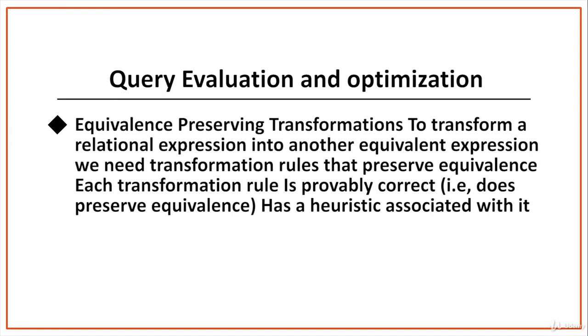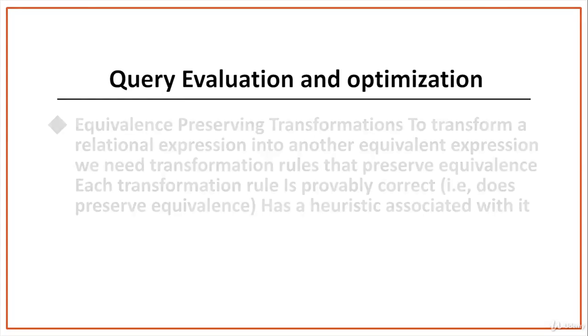Equivalence preserving transformations. To transform a relational expression into another equivalent expression, we need transformation rules that preserve equivalence. Each transformation rule is provably correct, that is, does preserve equivalence, and has a heuristic associated with it.